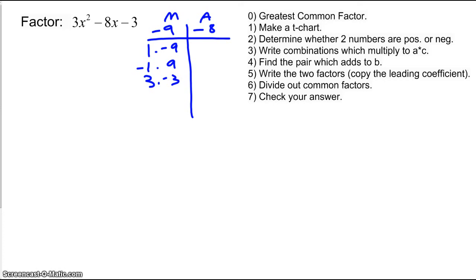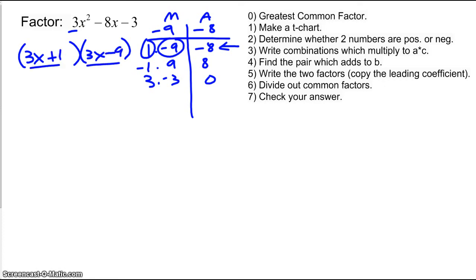All right, so what do these add to? This 1 plus negative 9 gives me negative 8, negative 1 plus 9 gives me 8, and 3 plus negative 3 gives me 0. So it looks like negative 8 is right, and the numbers are 1 and negative 9. Okay, but because I have the leading 3, I'm going to copy that 3 along with the x. When I build my factors, I'll plug in the positive 1 and the negative 9, but I'll remember, because I copied a 3, that I might have to divide it out.